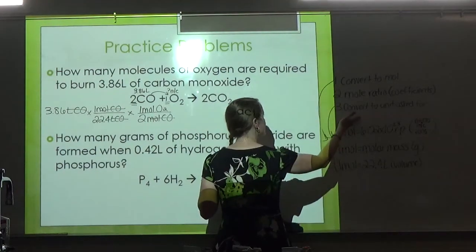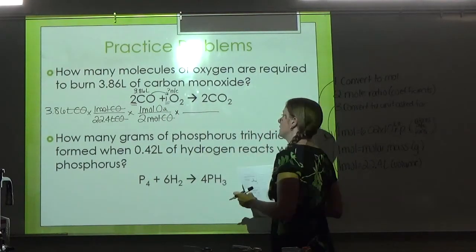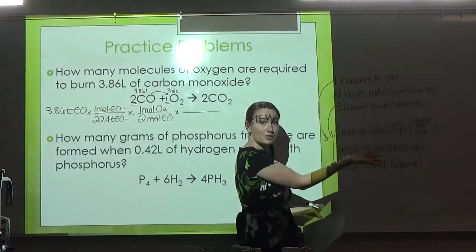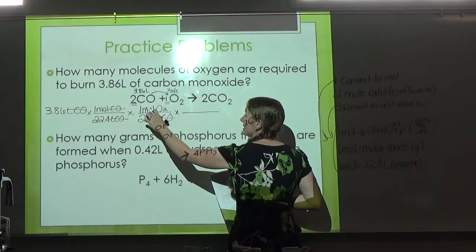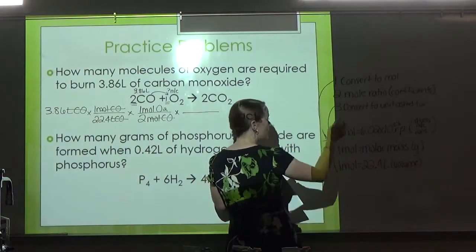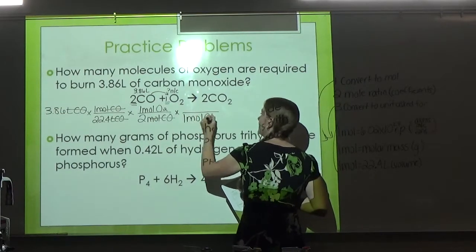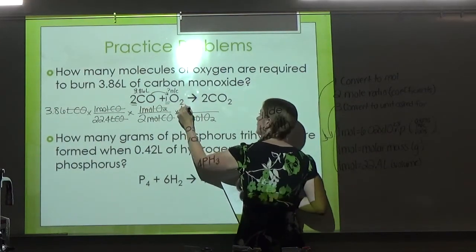And then step 3 says convert to unit asked for. Well, it asked me for molecules. So I go down here, which one do I use for molecules? I use Avogadro's number, 6.02. But which part goes on bottom? Well, since I have moles of oxygen on top, I want the 1 mole on bottom, because see, then it cancels. And then my 6.02 molecules goes on top.